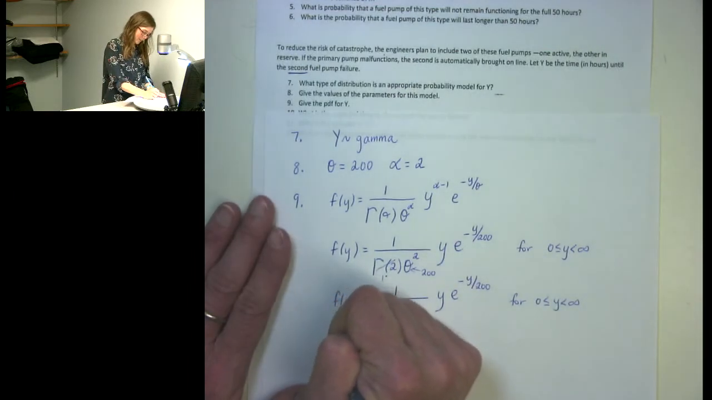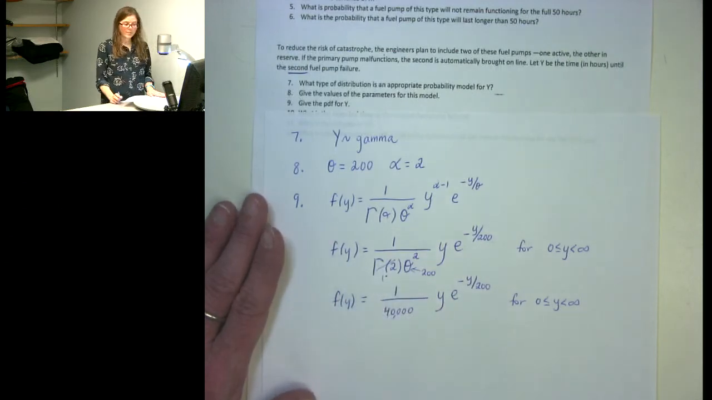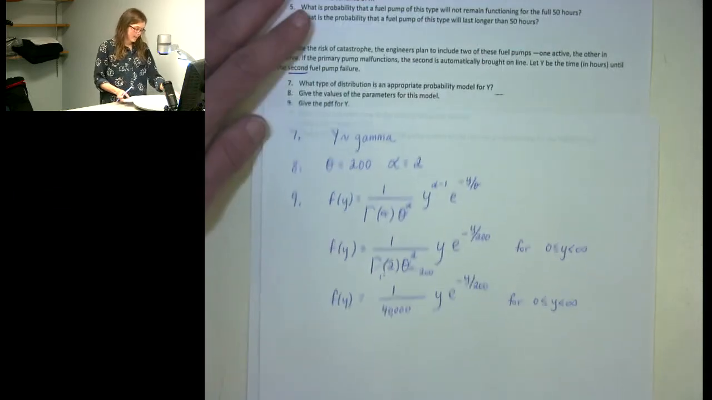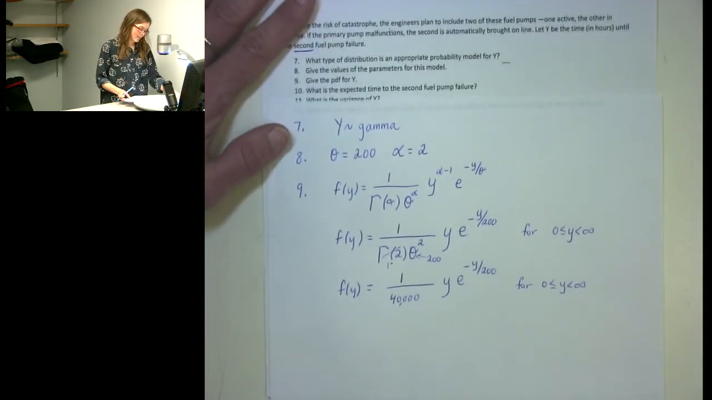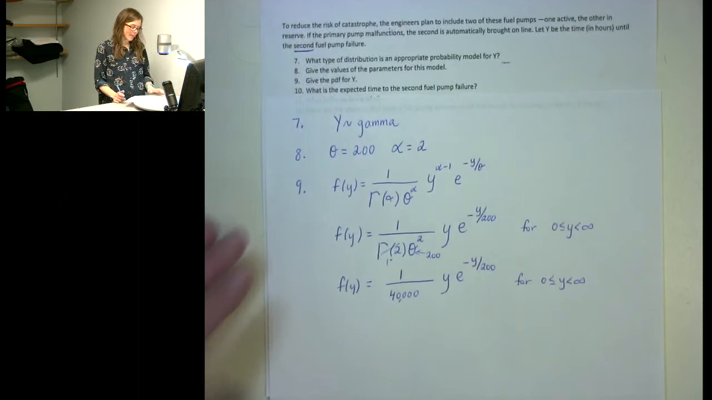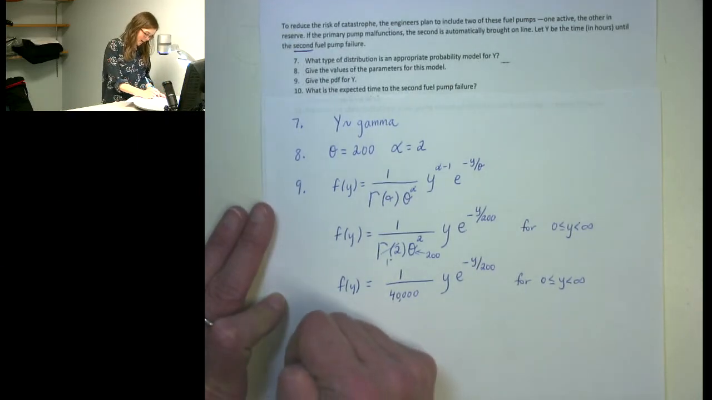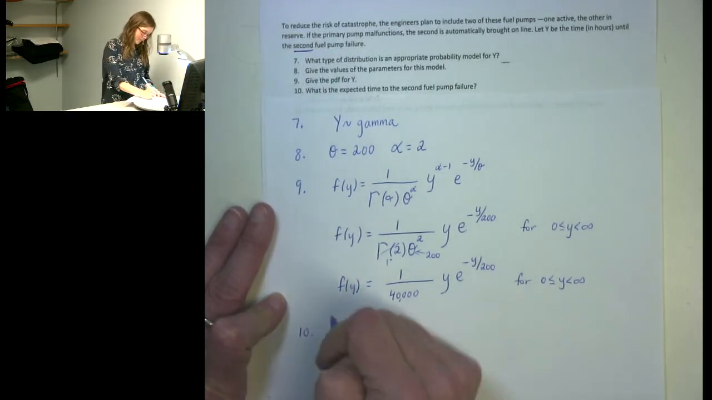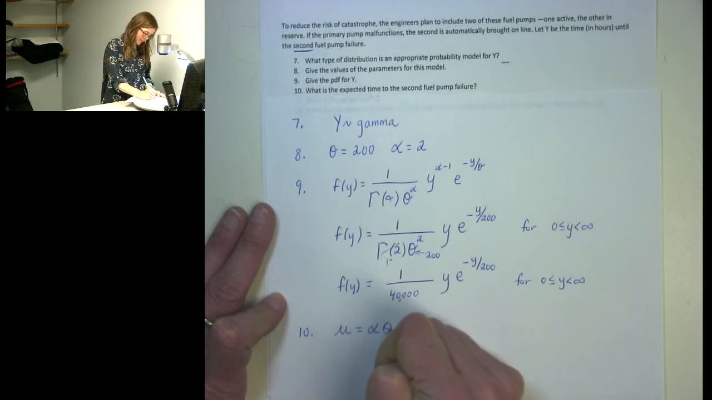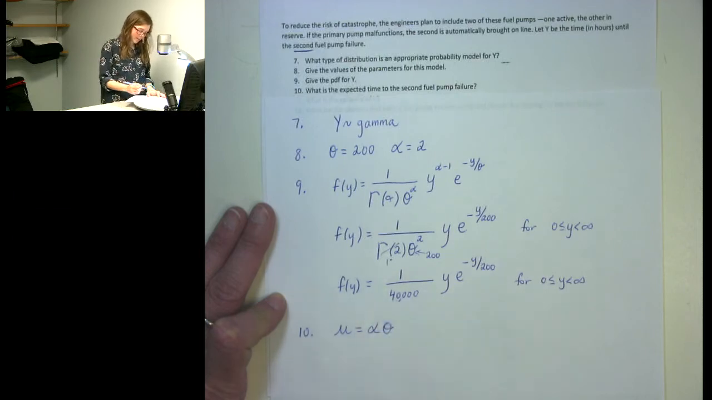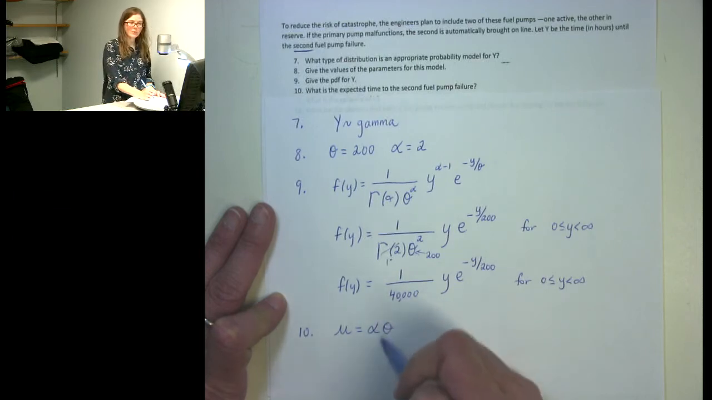So here's our probability density function. Now we want to know what is the expected time to the second failure. Anytime we have a gamma distribution, the mean of the gamma distribution is equal to alpha times theta. Think about it: theta is the average time till the first event, and alpha is the number of events that we're waiting for, so it makes sense.